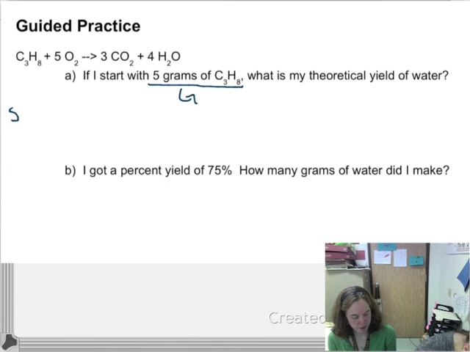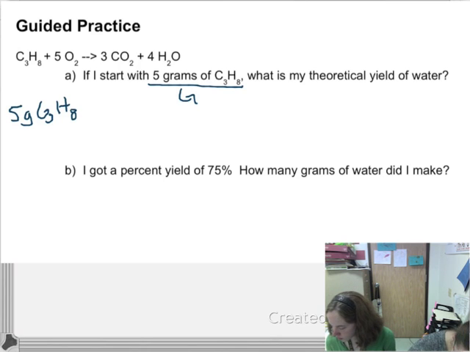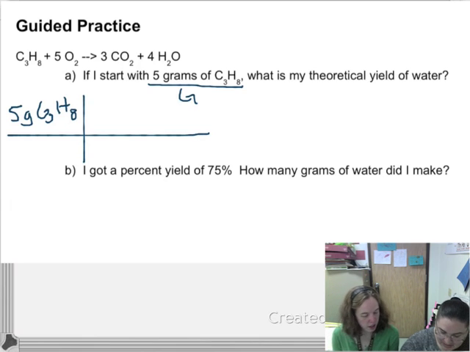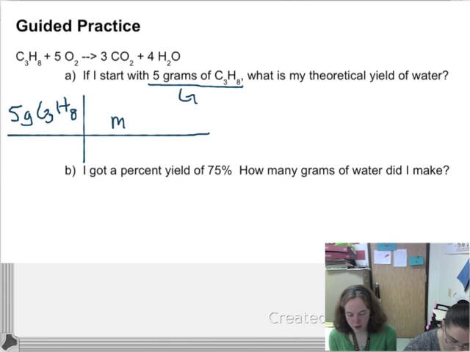Try to write way over here, because these are long. 5 grams of C3H8. Okay. So then we're in grams. We need to get to moles. So we're going to have to use our molar mass. So my molar mass for C3H8 is 44.11.